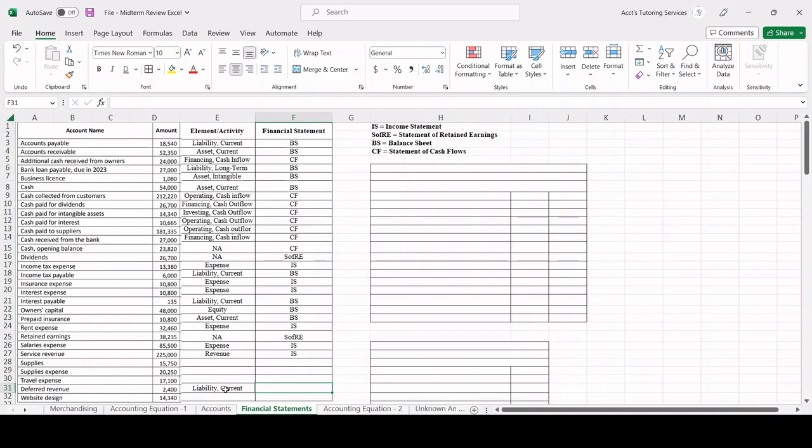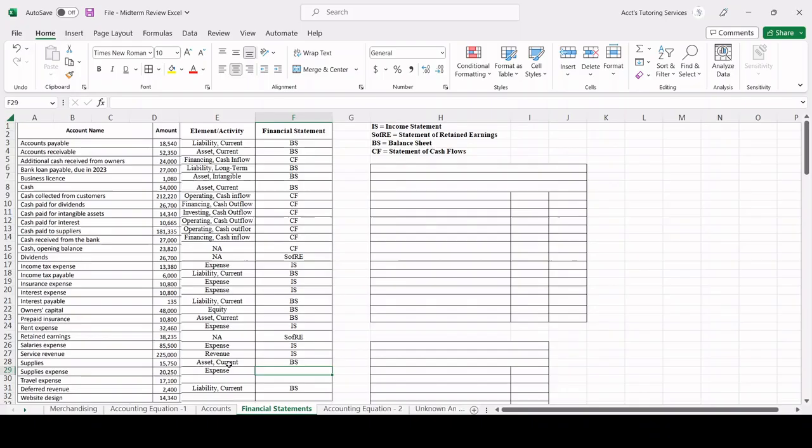So deferred revenue or unearned revenue is when someone pays us in advance for a service, so we have to deliver it in the future. That's a future obligation, which fits the definition of a liability. So this over here is going on the balance sheet. Supplies is an asset, that's current. Balance sheet.